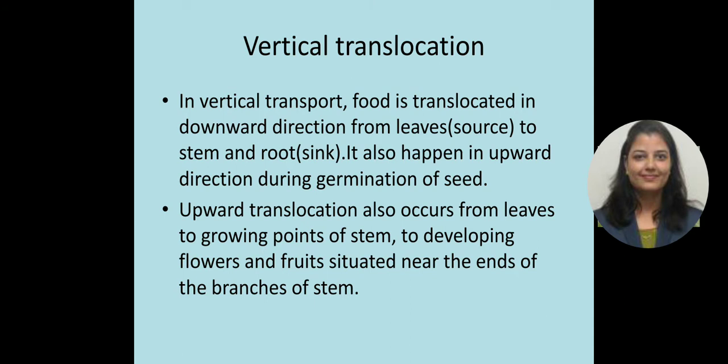What is vertical translocation? In vertical translocation, food is translocated in the downward direction from the leaves, the source, to the stem and root, the sink. It also happens in the upward direction during the germination of seeds. Upward translocation also occurs from leaves to the growing point of the stem or to the developing flowers and fruits situated near the ends of the branches of the stem.